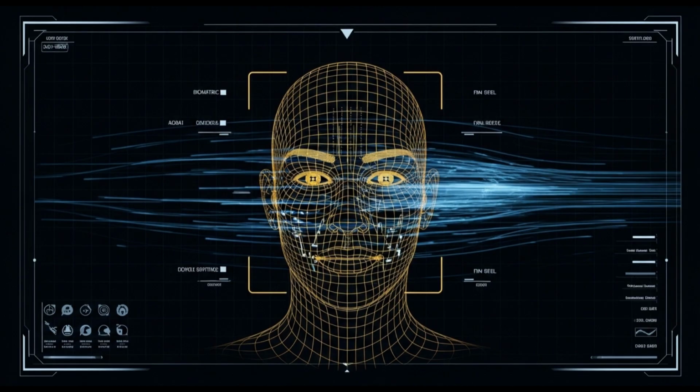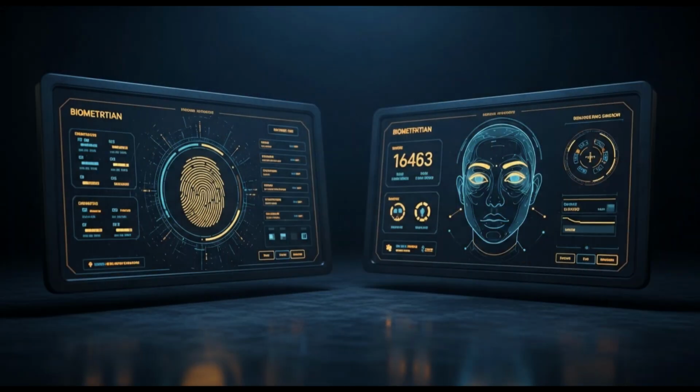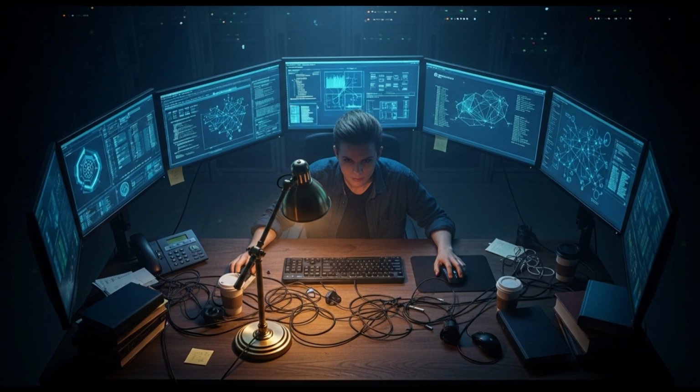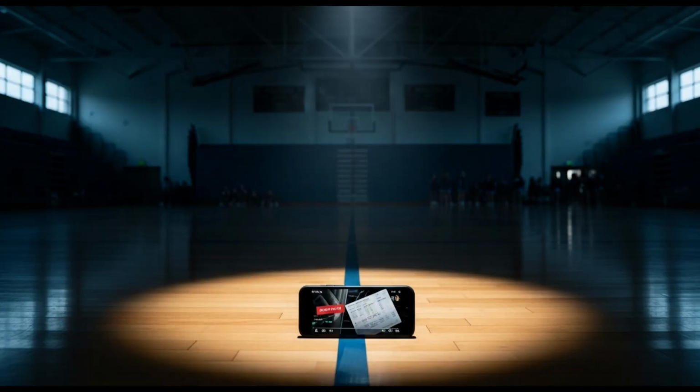Every time the detective catches the forger, the forger studies the mistake and tries again. Better this time. More convincing. The detective gets sharper too, so the forger has to keep improving. This cycle repeats thousands of times until the forger becomes so good that the detective genuinely cannot tell the difference anymore. That is exactly how a GAN works.